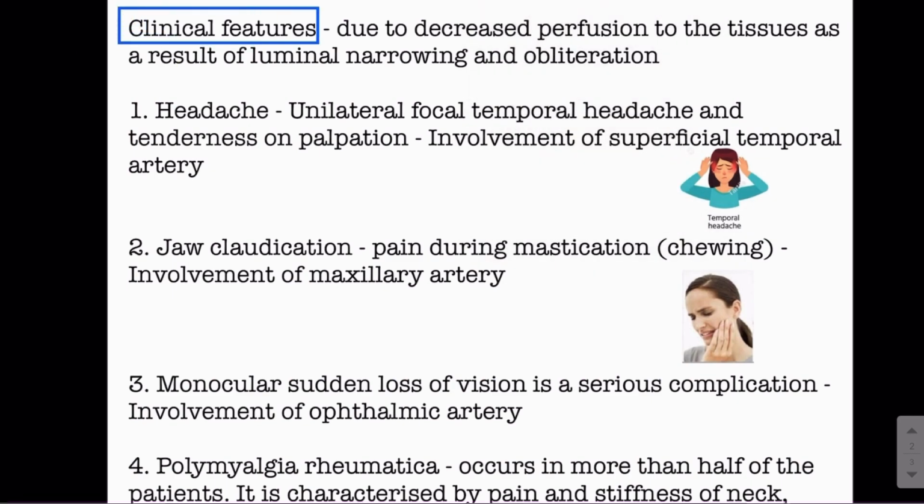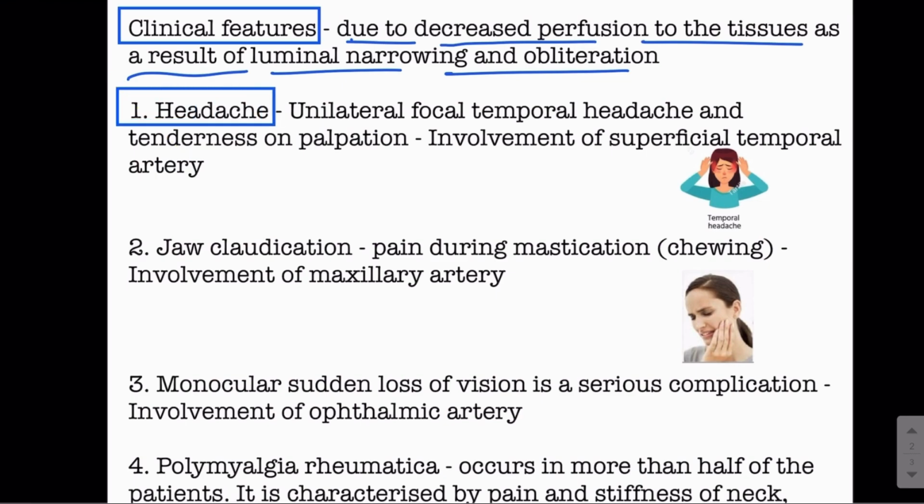Okay, so what are the clinical features? You all should know that clinical features are due to decreased perfusion to the tissues as a result of luminal narrowing and obliteration. We just saw in the histopathology that the inflammation causes the narrowing of the lumen, and this narrowing of the lumen is segmental. It does not occur throughout the artery, it's segmental, and it decreases the perfusion to the arteries. And the clinical features arise usually when there is increased use or whenever there is obliteration.